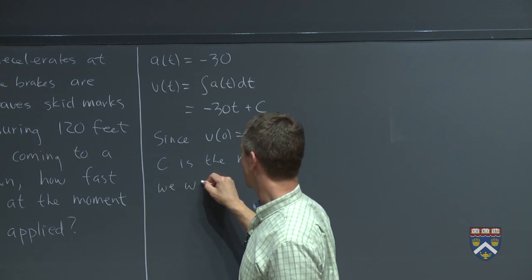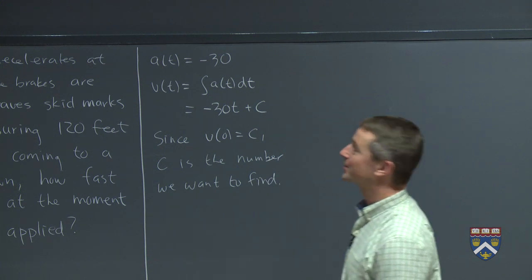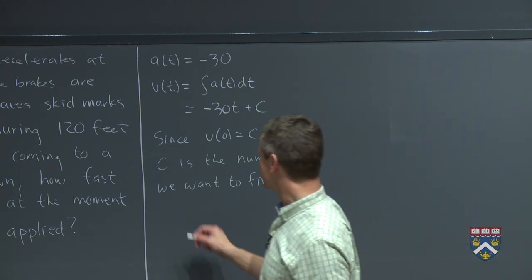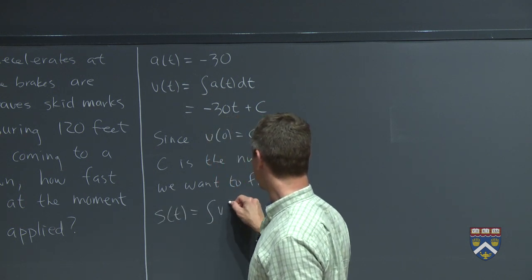That's the number we want to find. So once we find the value of c, we're done. So don't keep going after you find c. That's the end of the problem. So we got v of t is this. And from there, we can go to S of t, just as we did in the other examples.